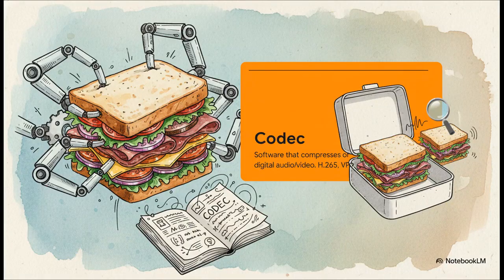But here's the question. How do you fit that giant, uncompressed sandwich into a normal-sized lunchbox? This is where the real magic happens. It's something called a codec. A codec, which is just short for coder-decoder, is basically the recipe for compression. It's a set of rules for how to shrink the video and audio streams down, and then, just as importantly, how to blow them back up perfectly for playback.